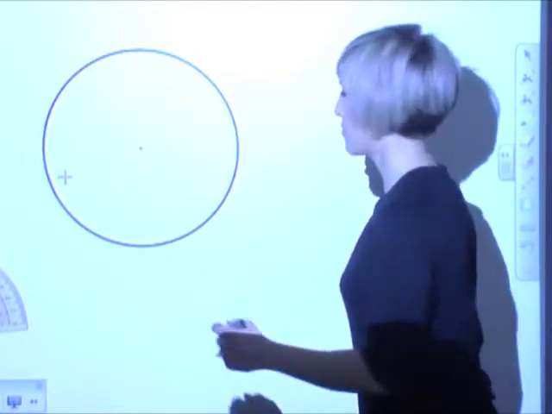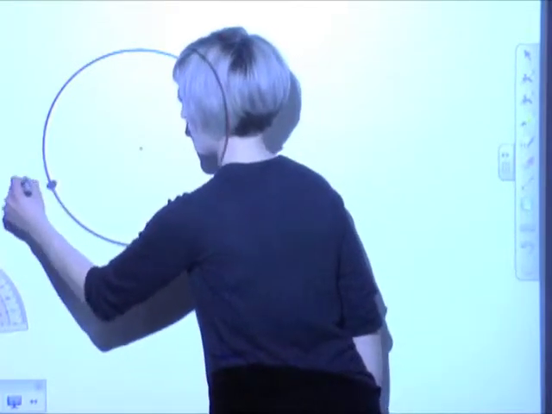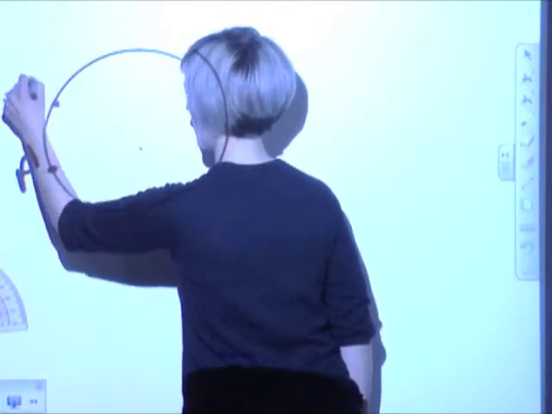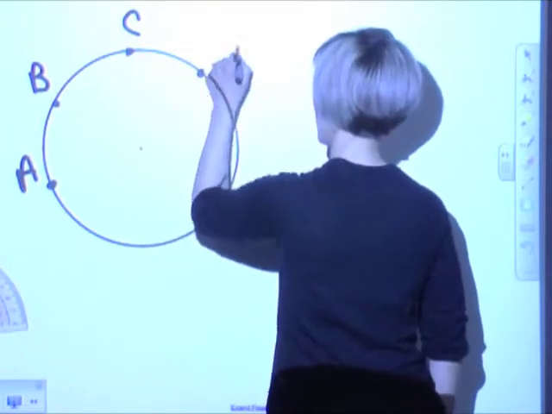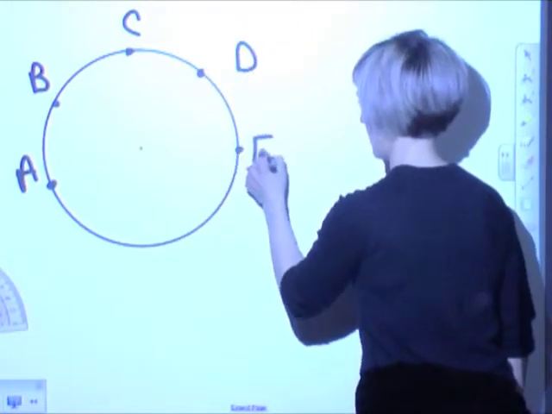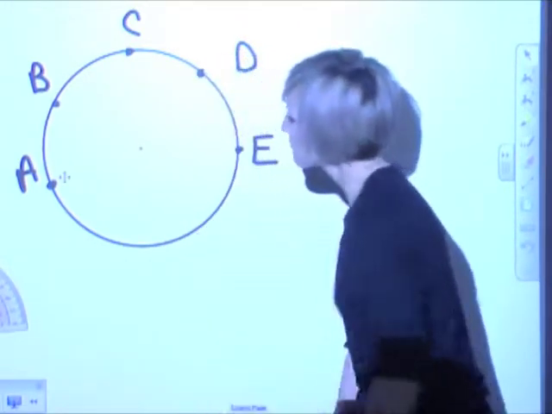First, use the circle on your handout, and on the circumference mark 5 points, A, B, C, D, and E in order. Okay, so you're going to make 5 points on the circle. Point A, B, C, D, and E, like so.